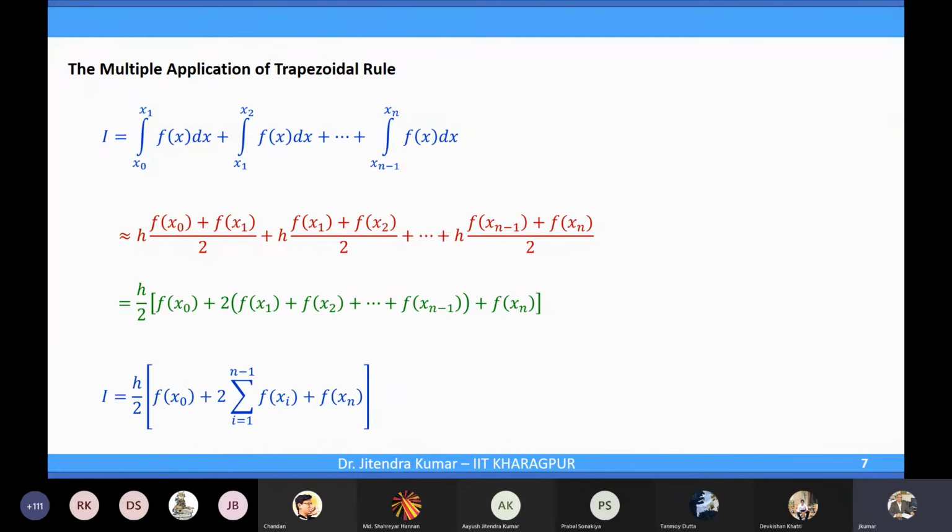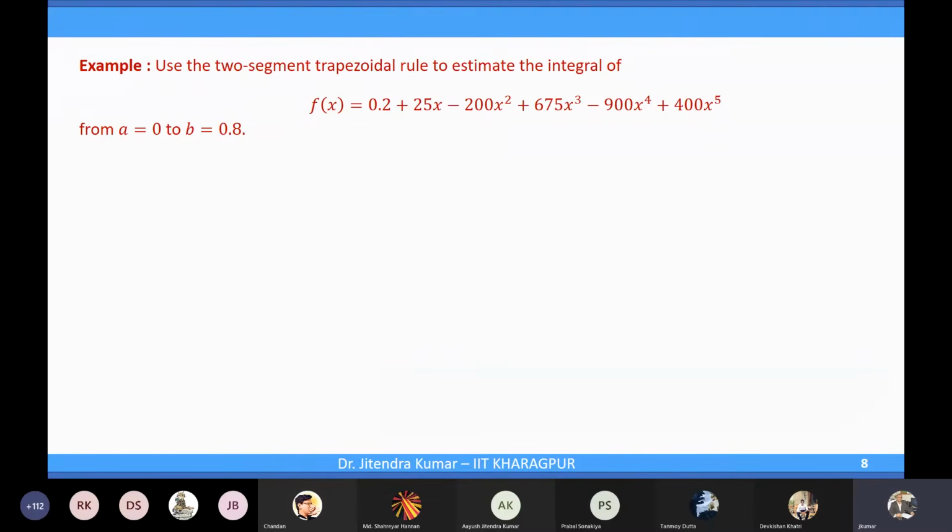So what is our formula? Our formula is h by 2 times [f(x0), plus 2 times the sum of the function at all internal points, and then the last point f(xn)]. Is that clear now, this formula? Yes, sir. So when you have the trapezoidal rule, you break into several small intervals, the values at first and last will be just summed, and all internal points will be doubled, so 2 times the sum of the function values at these internal points.